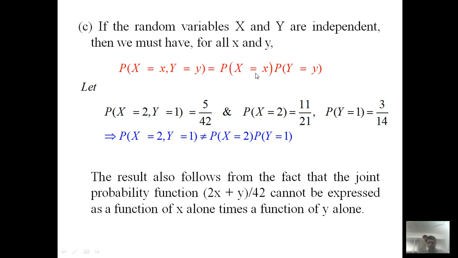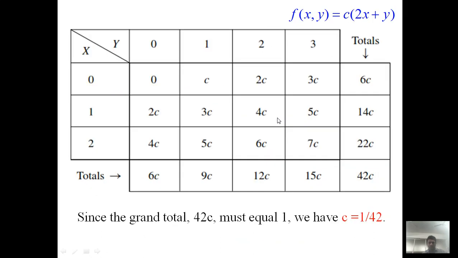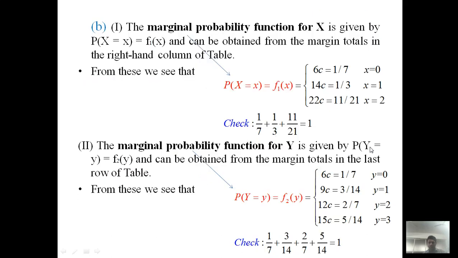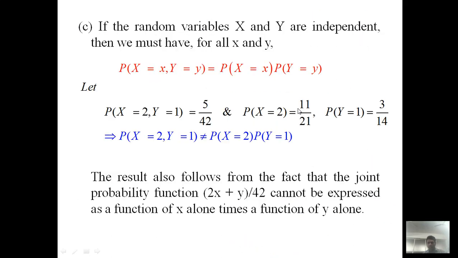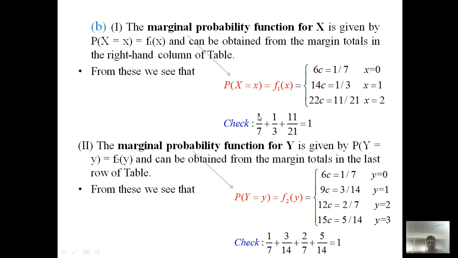Now next we have to see the marginal probability distribution. So probability of X equal to x, but we take x as 2. So probability of X equal to 2 is 22c, but c is 1 by 42, so simplification leads to 11 by 21. This can also be seen from here.